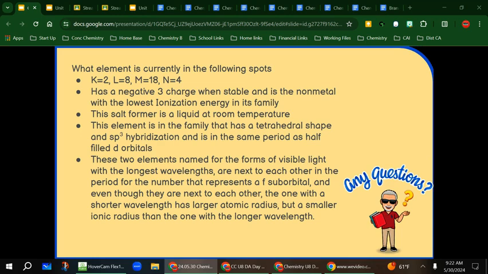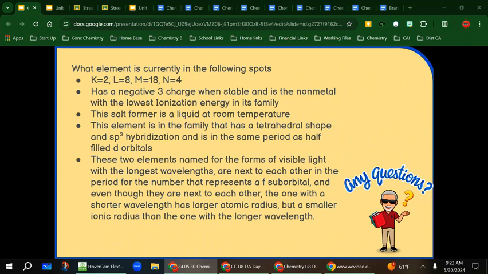Red and orange. Which one is longer? Red. Okay, good. So now we know that they are next to each other in the period for the number that represents an F suborbital. What number represents an F suborbital? Not 7, no. That's how many orientations there are. Oh, then 3. 0 represents the S, 1 represents the P, 2 represents the D, 3 represents the F. So we are in the third period somewhere. Okay?